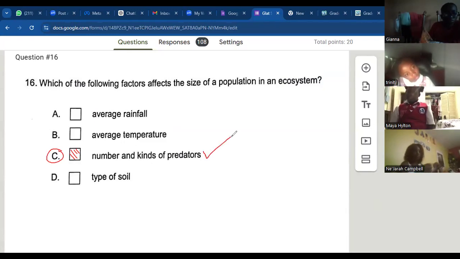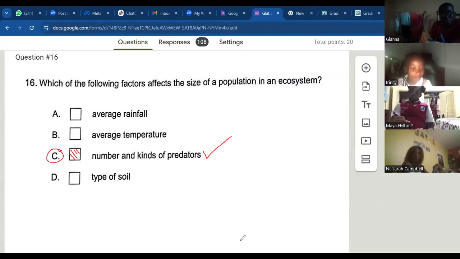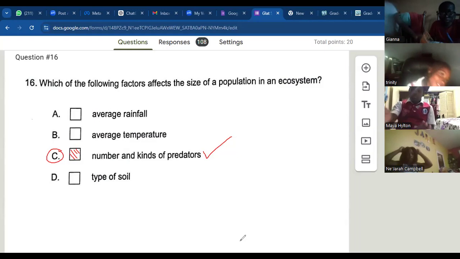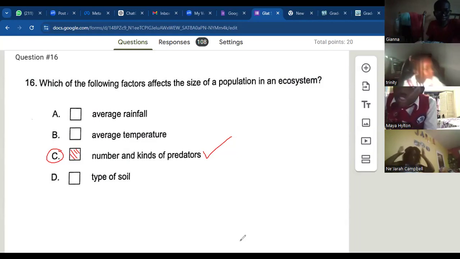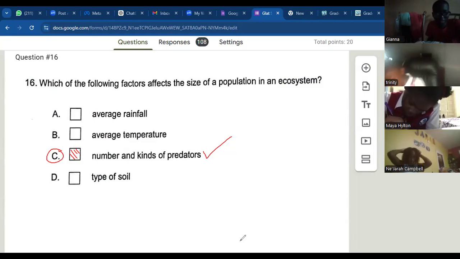Some people got it right. Some people got C. What y'all put? Almost half of the class. Wow. Well, if you put B, you got it wrong. The correct answer is C. No one put C? Wow. Joel said C, but why didn't you put it?